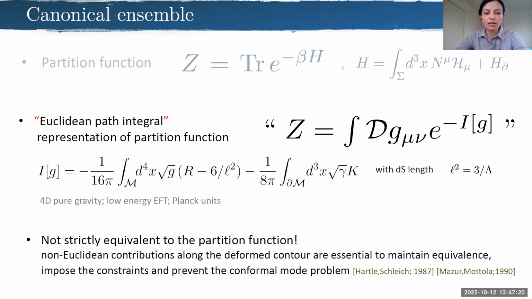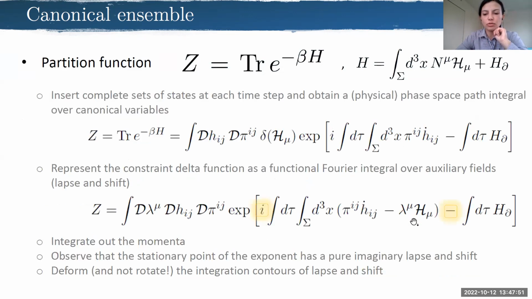But we should keep in mind that this partition function that we started with is not strictly equivalent to this "Euclidean path integral". That's why I'm using these quotation marks here. And in particular, non-Euclidean contributions along the deformed contour are essential and they have to contribute in the path integral to maintain this equivalence and also to impose the constraints. Because remember, the original lambda contour was imposing the constraints here for us.